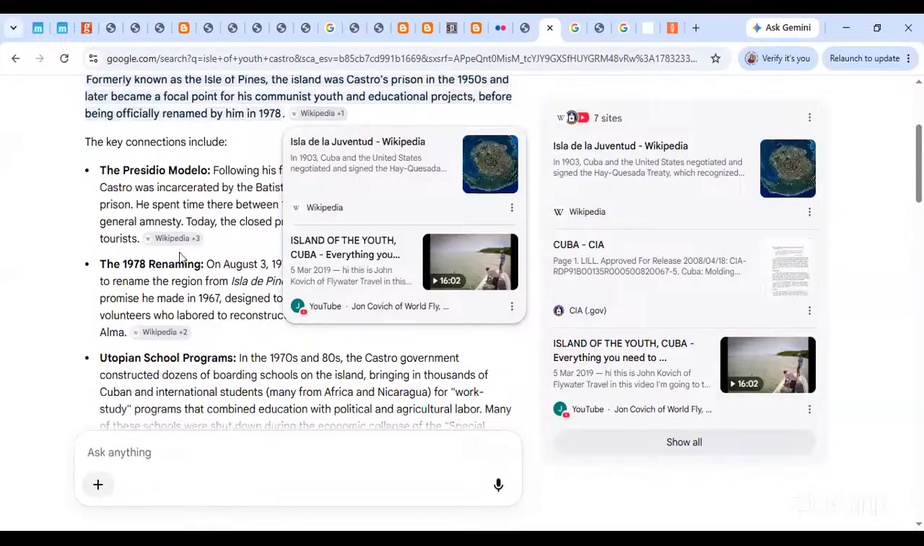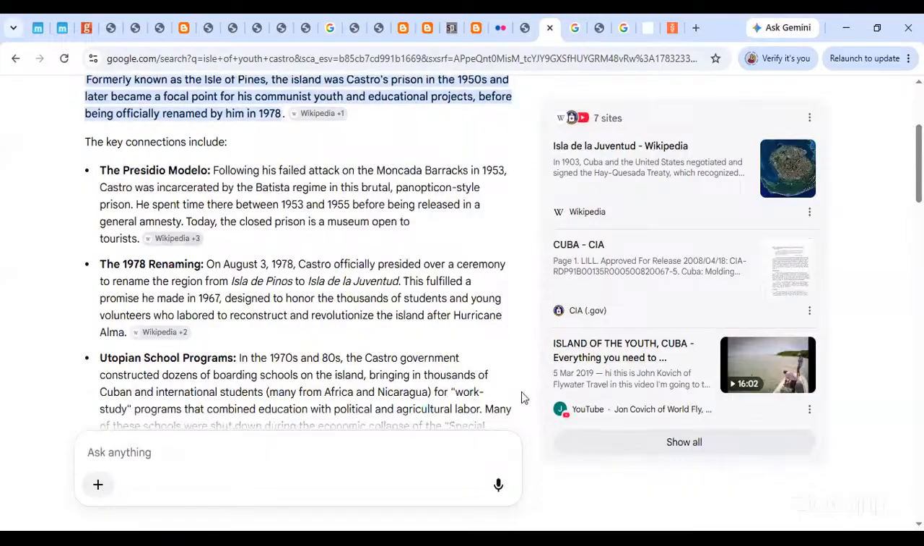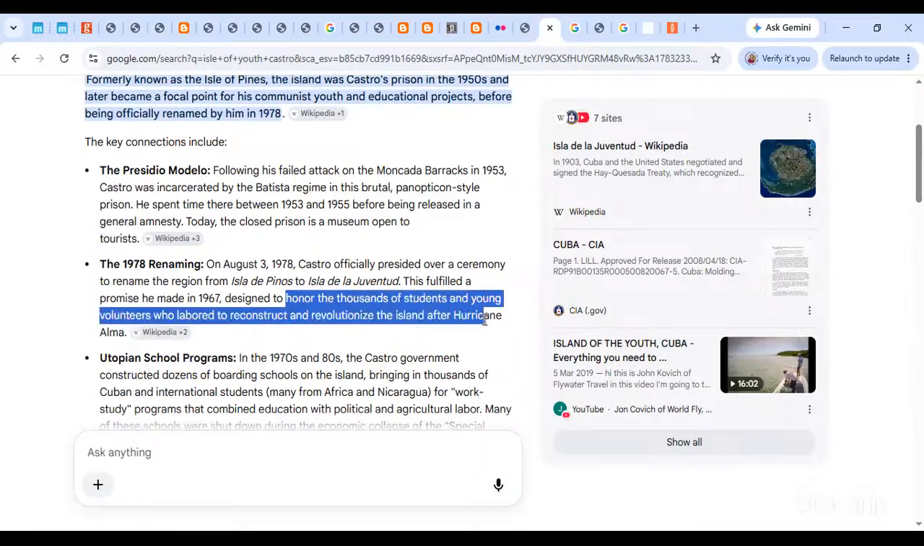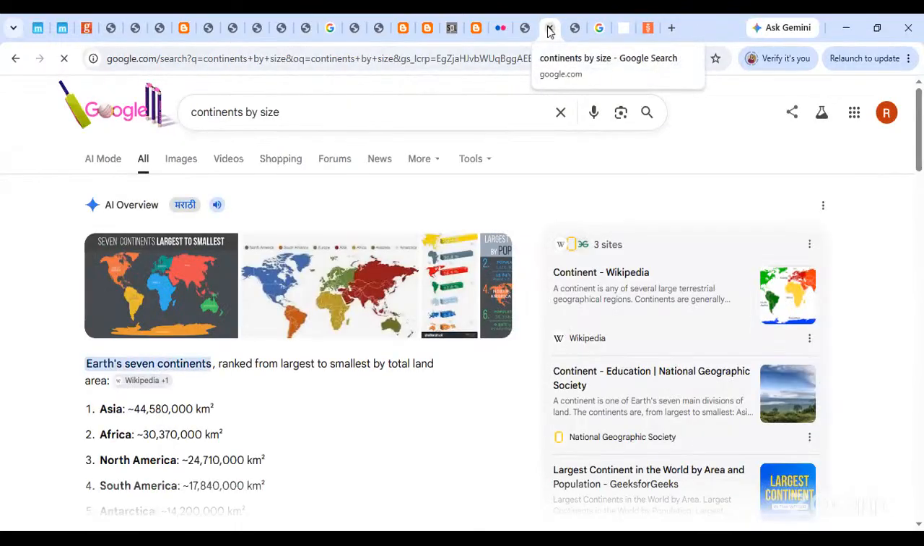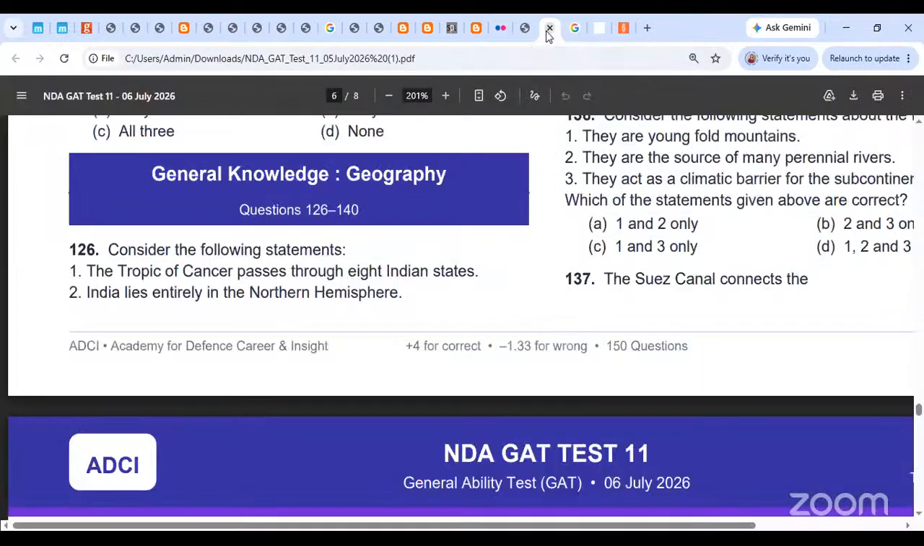See, this is the renaming and everything that we were looking at in Isle of Youth. That is what they called it: Juventud. He wanted to honor the thousands of students and young volunteers who labored to reconstruct and revolutionize the island after that hurricane hit it. And this he did in 1978. No problem. We are done with this also.